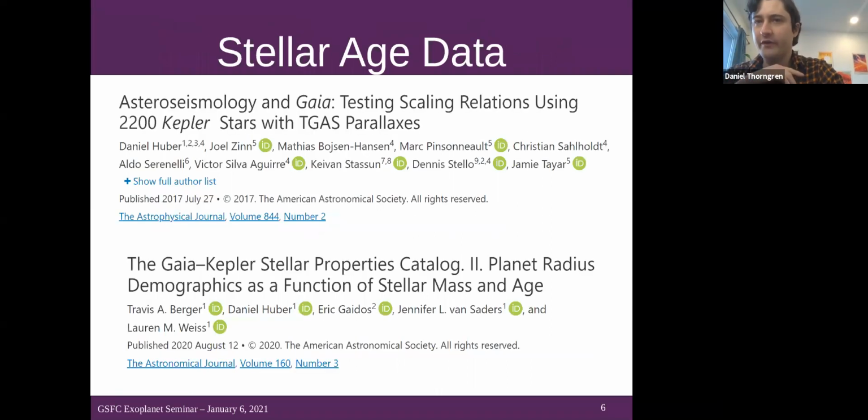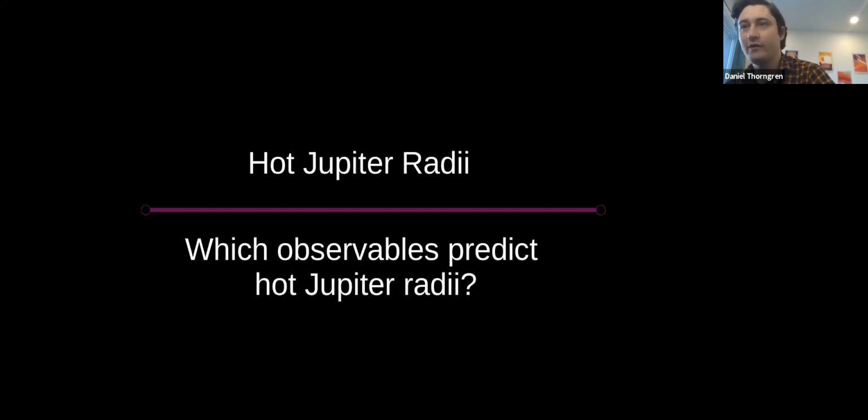So to do that, we teamed up with Dan Huber and Travis Berger to work out a uniform set of stellar ages for hot Jupiter hosts. You can check out their work; they've been mostly focusing on the Kepler planets, but they're moving on to some of the other sets. For the hot Jupiters, it's kind of a mishmash of Kepler and CoRoT and WASP. So we got this uniform set of ages, and now we're going to try to ask what actually predicts the radii of hot Jupiters. And this is sort of a starting point for understanding the physics going on in the background.